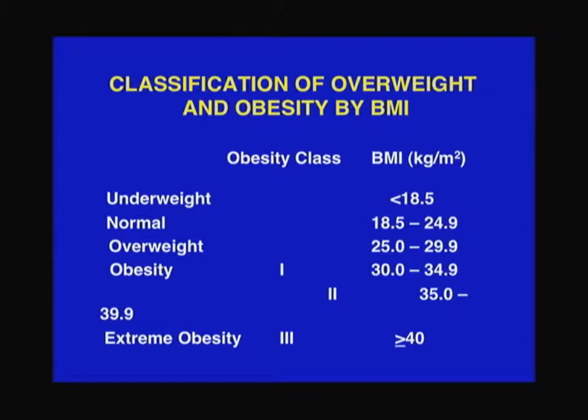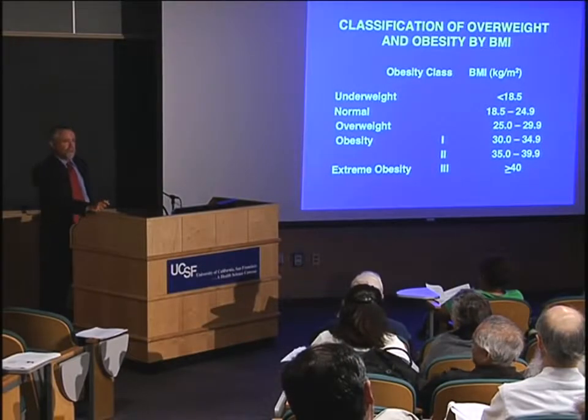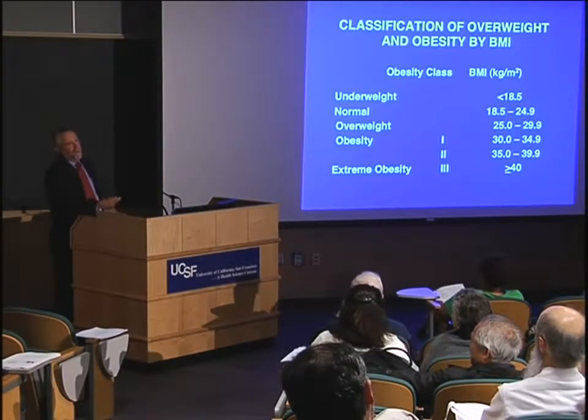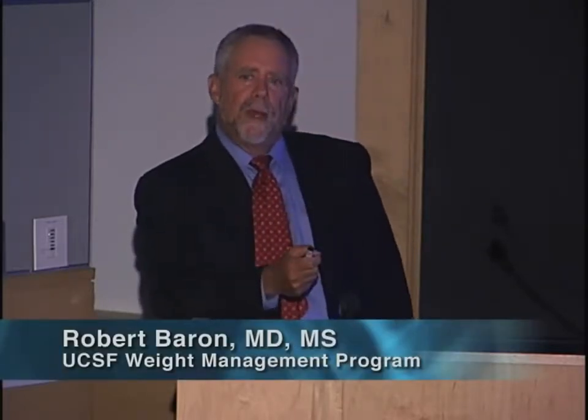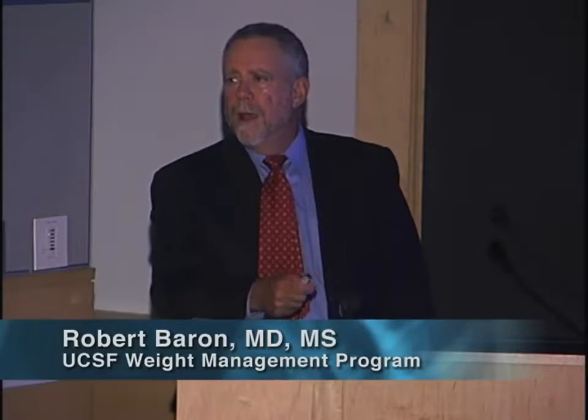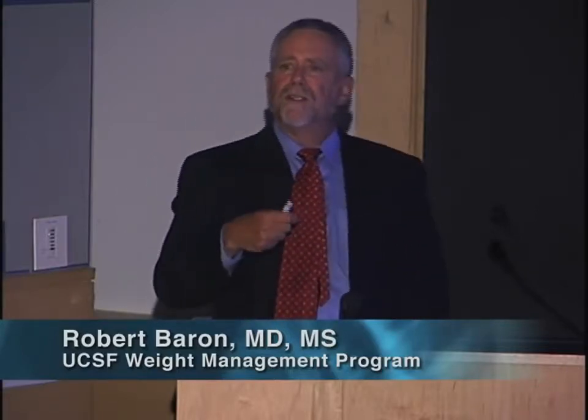The BMI is the weight divided by the height squared in the metric system. Why do we use this? We use it primarily because it works. That is to say, it correlates extremely well with total body fat. And remember that obesity is an excess of body fat. It's not an excess of body weight.